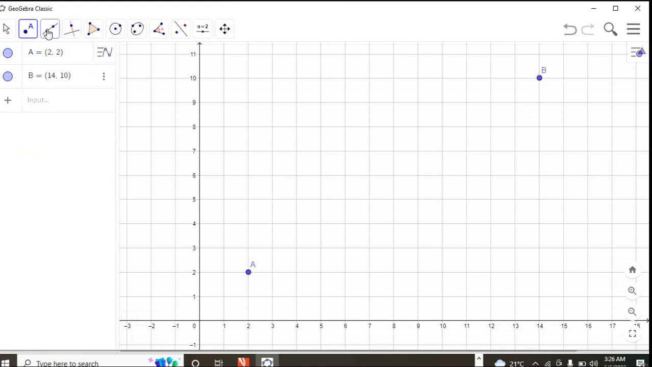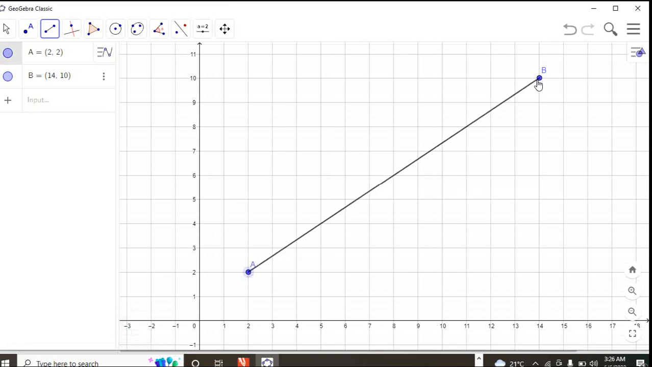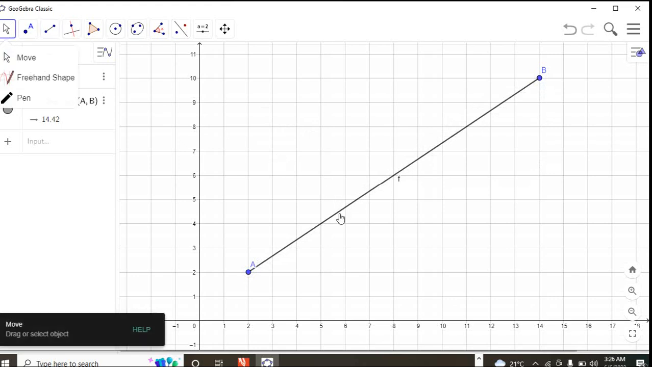So if I was now to draw the line segment AB, what we are saying now is there is a line that cuts this line in half.